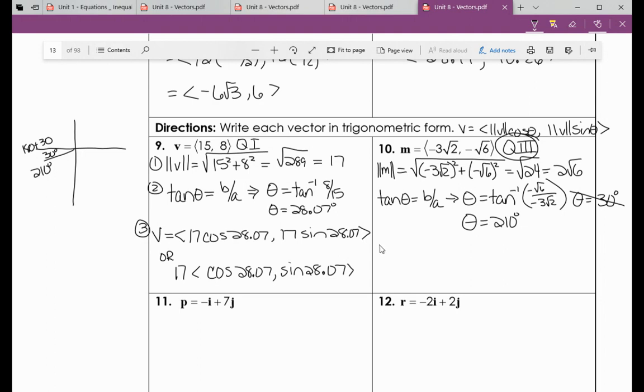So you can do one of two things. You can put your magnitude, which is 2 square roots of 6, out in front, and you can write cosine 210, sine 210, or you can multiply by that scalar. I'm not really sure, to be honest with you, which one Math Excel is going to want. So if you type in one and it tells you that is incorrect, I would try the other version. So if you type in the first one and it tells you no, then go ahead and use that 2 square roots of 6 as a scalar.